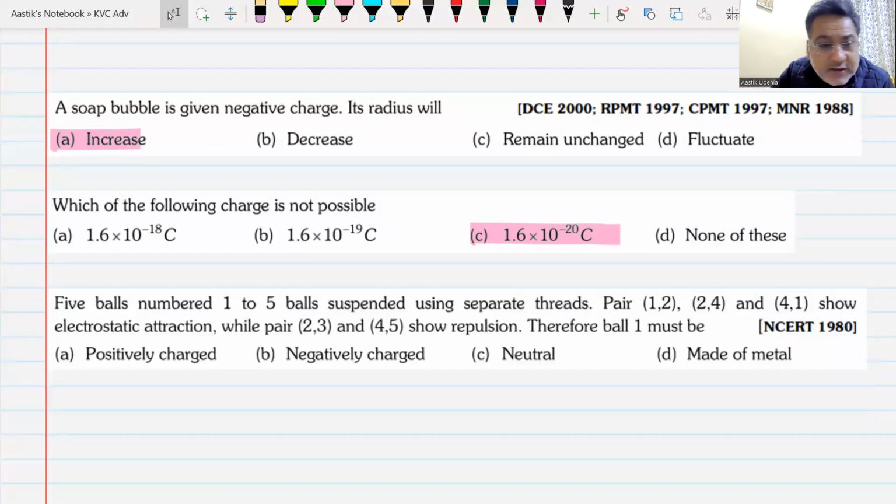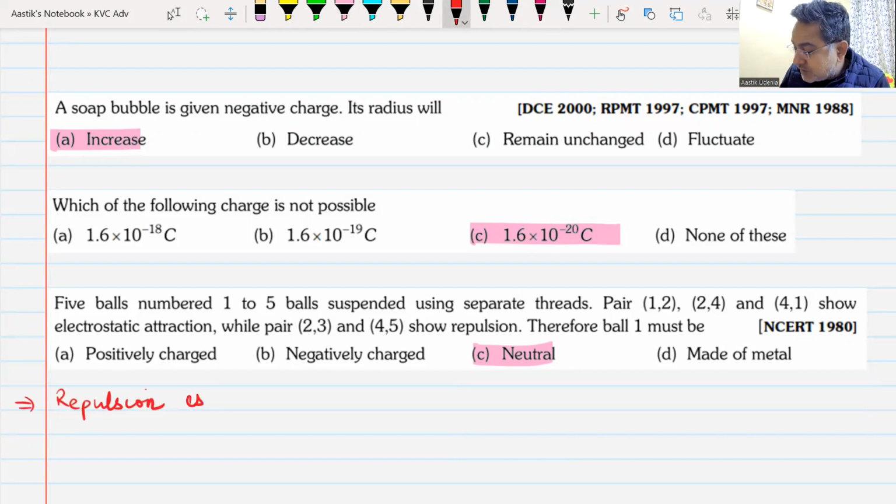Next one. 5 balls numbered 1 to 5 are suspended using separate threads. Pairs 1 2, 2 4 and 4 1 show attraction. 2 3 and 4 5 show repulsion. Ball 1 must be what? Yes, it is neutral. Why is it neutral? Remember, repulsion is a sure shot test of charge. Repulsion is a sure test of charge of a body.